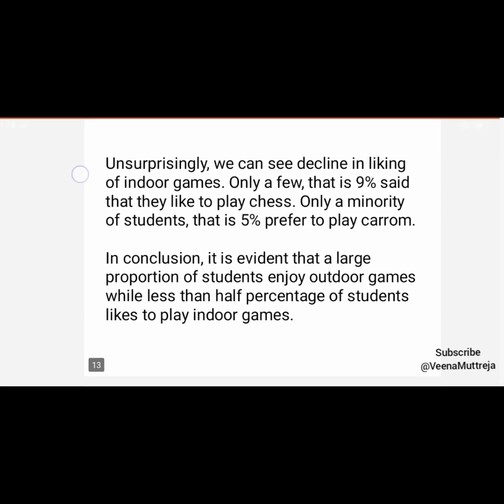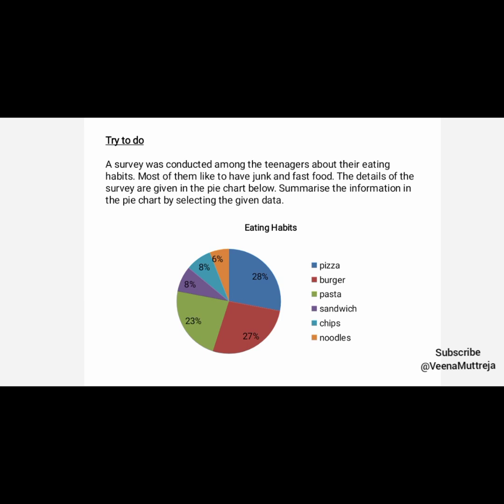Now, this is for you to do. A survey was conducted among teenagers about their eating habits. Most of them like to have junk and fast food. The details of the survey are given in the pie chart below. Summarize the information in the pie chart by selecting the given data. Here a survey is conducted amongst teenagers regarding their eating habits. Some of the items are given to you, and the percentage data is given to you. You are to write your analytical paragraph on the basis of this pie chart only. I think things must be clear to you.